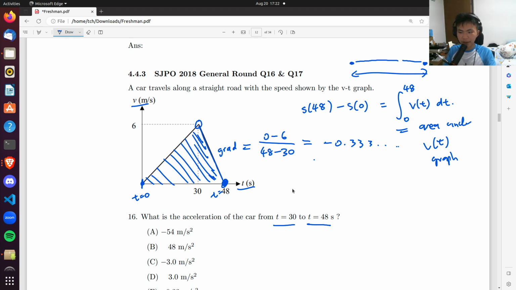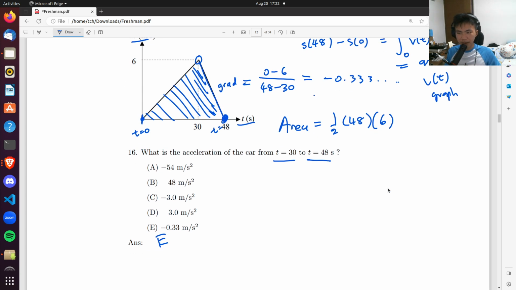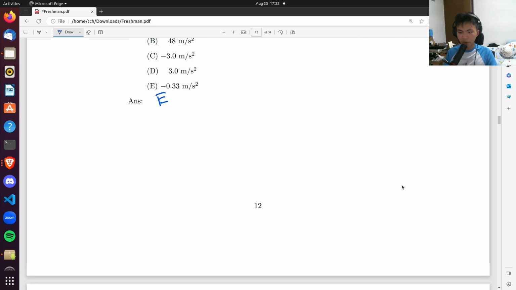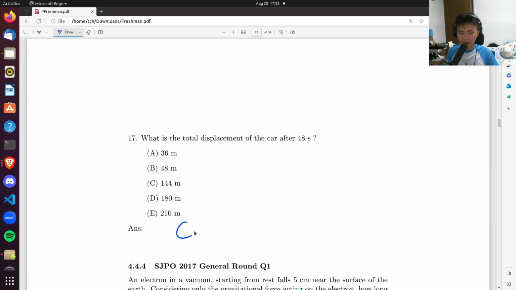And so the area of the triangle is equal to half times base, which is 48, times height, which is 6. Half times 48 times 6 is equal to 144. And so the answer is C. Okay.